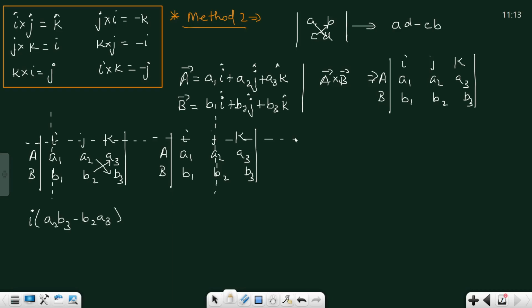A1, A2, A3 are only magnitudes, so they are scalar. It doesn't matter if you multiply A3 into B2 or B2 into A3. That will be the same. Okay.